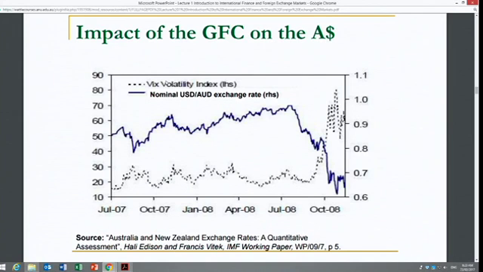Well, from time to time, it's reported in the media. They talk about the VIX. So what is VIX? What is volatility?